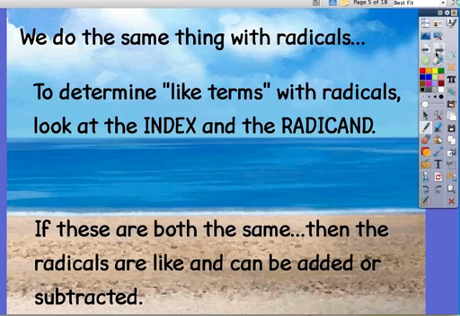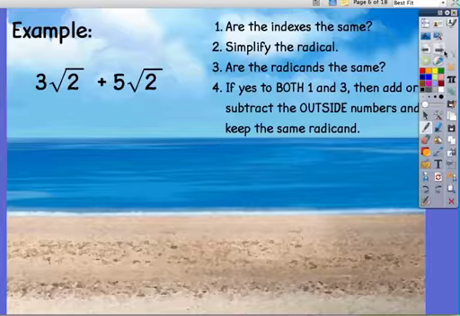Okay? So we're doing the same thing with radicals. But for radicals to be like terms, instead of having a variable, we have a radicand. I look at two things. If the index and the radicand are the same, then radicals are considered like terms. So here, if my index and my radicand, the number underneath the radical symbol, are the same, then the two radicals are said to be like terms.